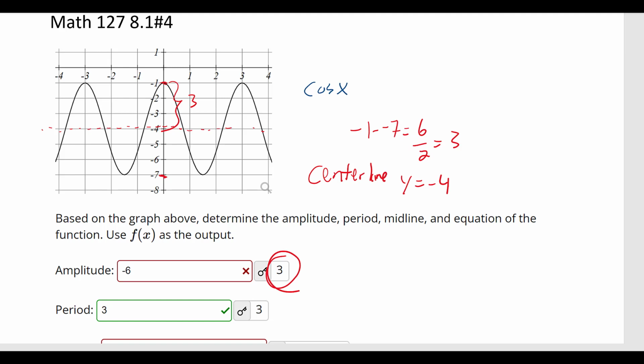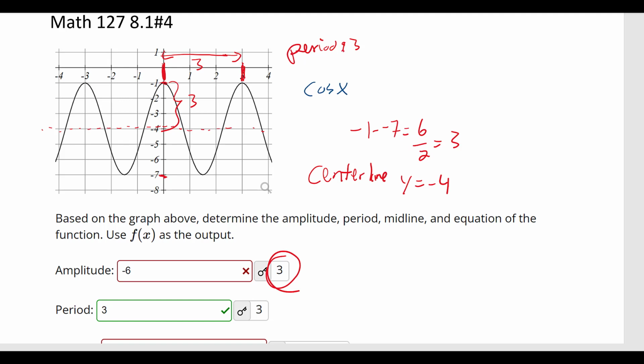And then they're asking about the period. So it's going from, here's a peak, and that's from 0 to 3. So that's the distance of 3. So the period is 3.